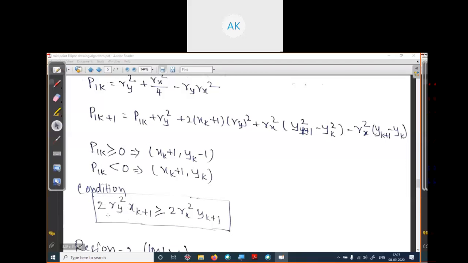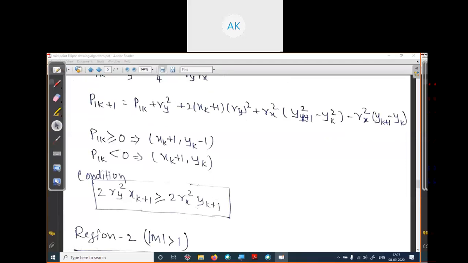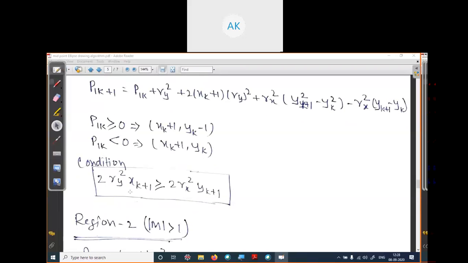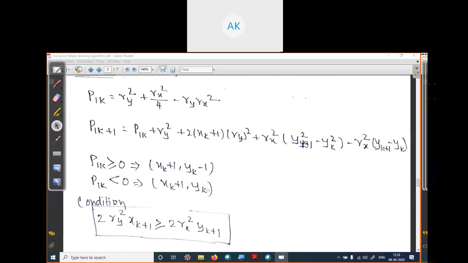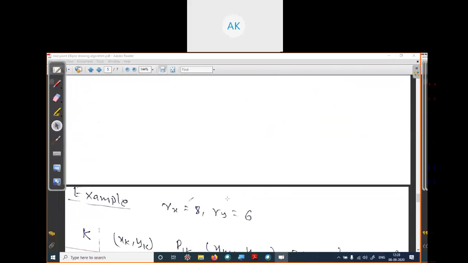In this condition, if this value is greater, it means you have entered region 2. In region 1 this value is greater, in region 2 this value is greater, and at the intermediate point both values are equal. This is our condition. We always have to check this condition while calculating points in region 1. Okay, so let's solve one example.